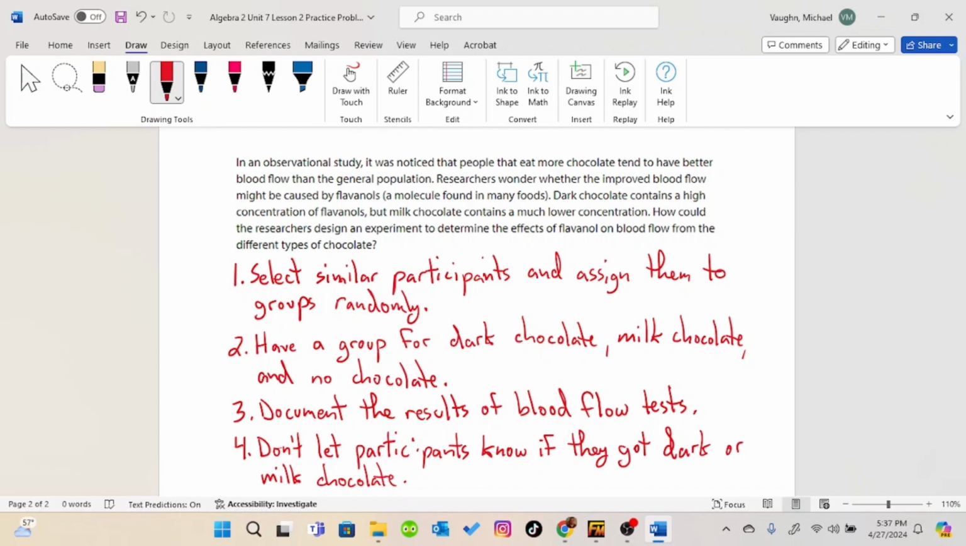If you have any questions about anything I've covered on these Lesson 2 practice problems, please use class time to ask for further clarification so that you can be prepared moving forward.